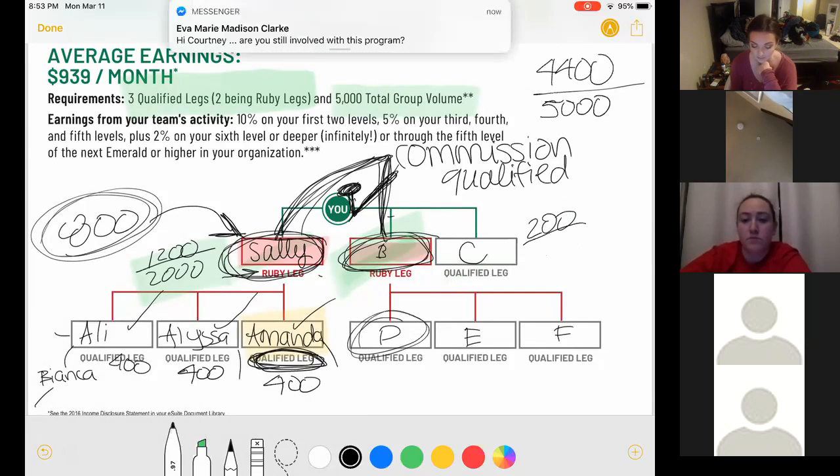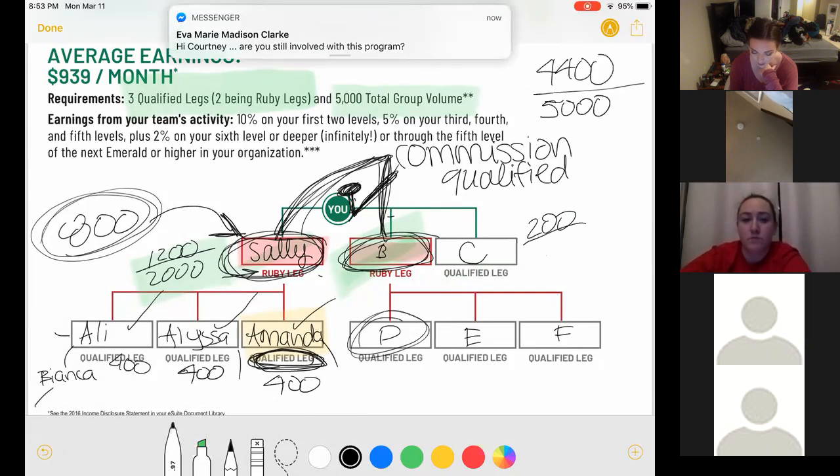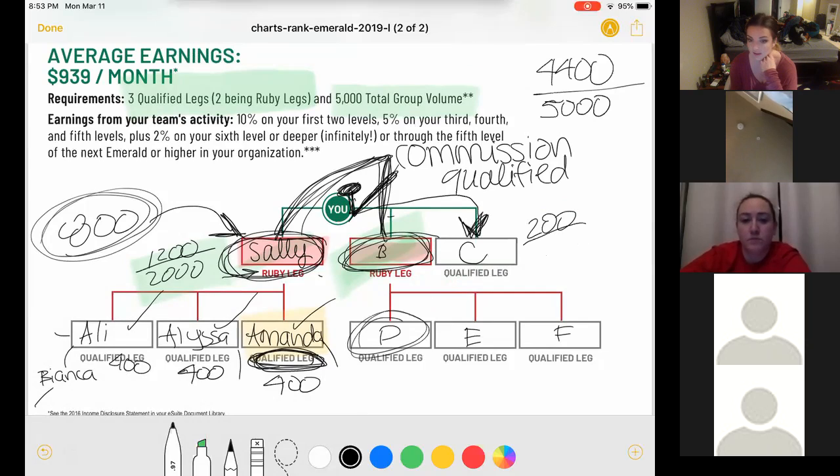So Sarah, every time she signs a loyal customer, she can move it to person C. She'll still make money. She'll still get the credit for it. It still counts towards this total 5,000 in volume, but it also counts towards the 400 needed for this qualified leg, okay? So Sarah can help person C here get the 400 that's needed.